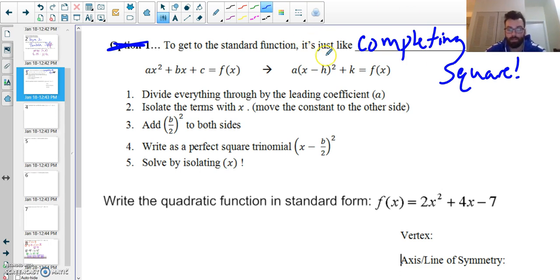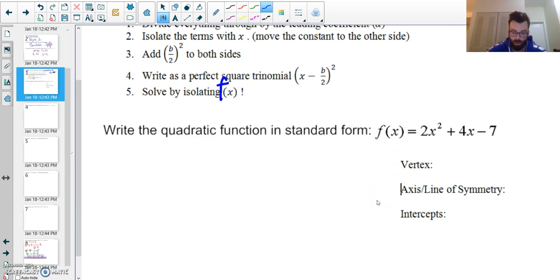Just like in completing the square, the first thing I need to do is divide everything by my leading coefficient, isolate the x terms, add b over 2 squared to both sides, and write as a perfect square. And this one is going to be different now. We're going to isolate our f of x term. That should be f of x, not just x. We want to isolate our f of x. You'll understand what I mean when we try an example.